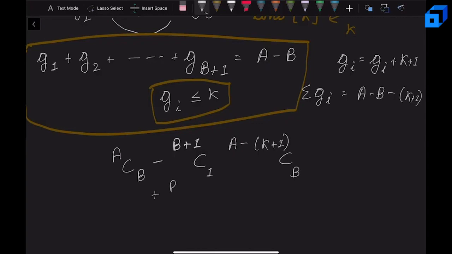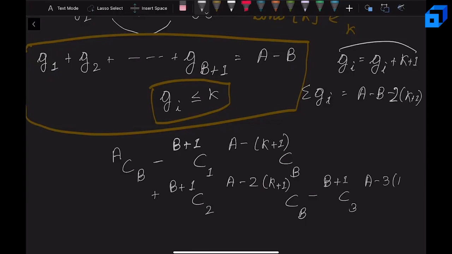Now we will add the sequences where the number of Gi greater than K is exactly 2. So this will be (B+1) C 2. Using a similar observation, this will be A minus B minus 2 into (K plus 1), because we will assign this to 2 Gis, and we have (B+1) C 2 ways to select those 2 indices. So this will be (A minus 2 into (K plus 1)) C B. And now we'll subtract sequences where we have 3 Gis greater than K. So this will be (B+1) C 3 into (A minus 3 into (K plus 1)) C B, and so on.